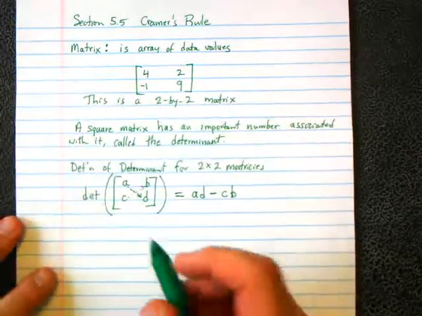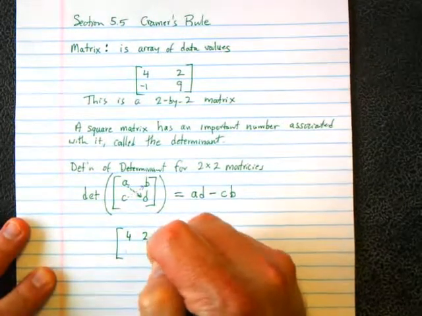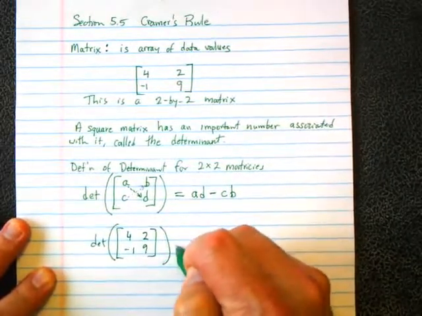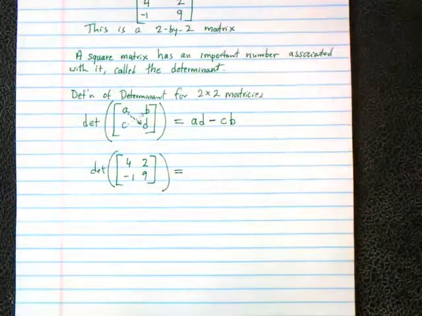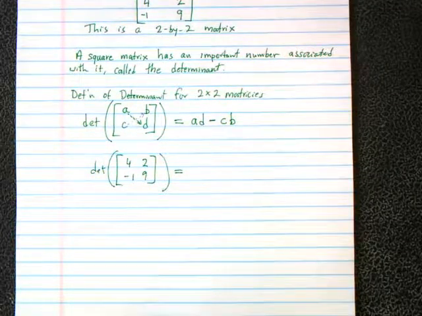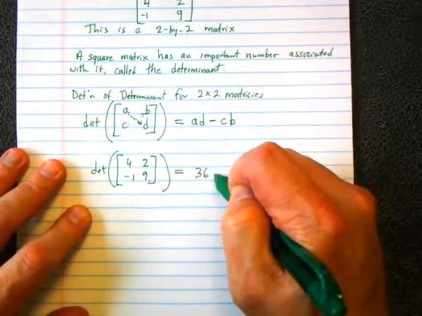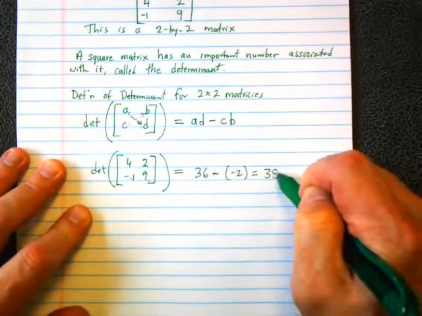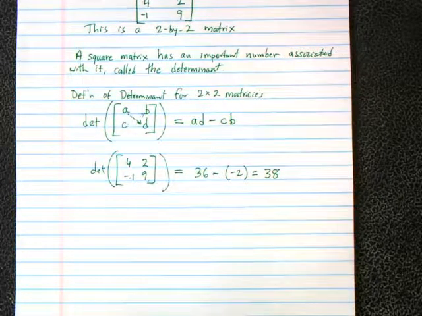So, if I have this matrix, 4, 2, -1, 9, what's the determinant of that matrix? 38. How'd you get 38? 4 times 9 is 36, minus negative 1 times 2 is negative 2. 36 plus 2 is 38. So that would be called the determinant of that matrix. Pretty simple to compute.